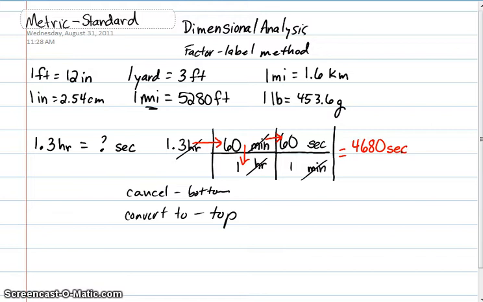Oh gosh, look what I messed up. I messed up significant figures badly. I'm going to put a squiggly line. This is 2 significant figures, so this needs to be 2 significant figures, so I'm going to round 4680 to 4700 seconds based on our significant figures rules.